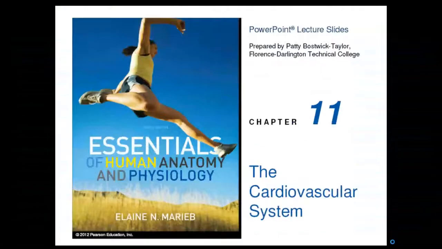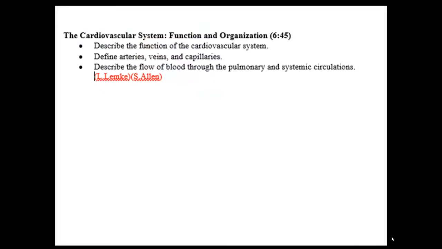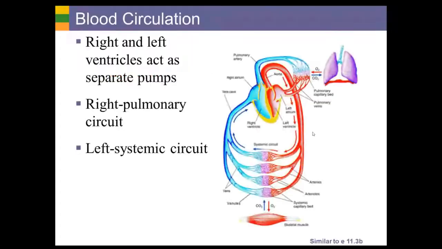Okay, the first question was on the cardiovascular system, and the first questions were on the function and organization, specifically the flow of blood through the pulmonary and systemic circulations. Okay, all right, so let's talk about that. So your heart is a pump, right? Specifically, the ventricles are what actually do the pumping. The ventricles do the pumping. The atria just receive blood from different parts of the body.